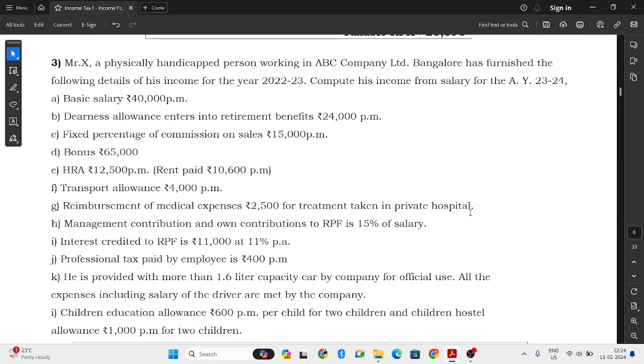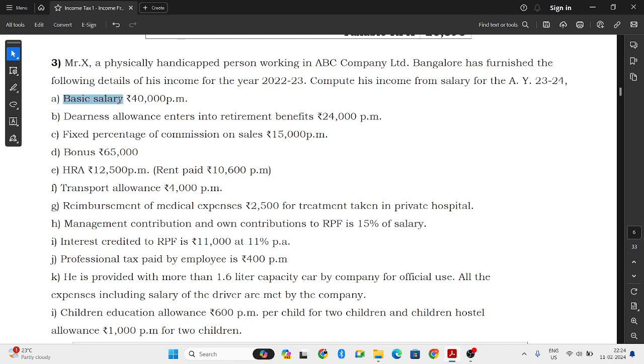In this particular video, we'll solve one more problem related to the full-fledged problems of salary. Mr. X is a physically handicapped person working in ABC Company Limited, Bangalore. So he's working in Bangalore. He has furnished the following details of his income for the year 2022-23. Compute his income from salary for the assessment year 23-24.